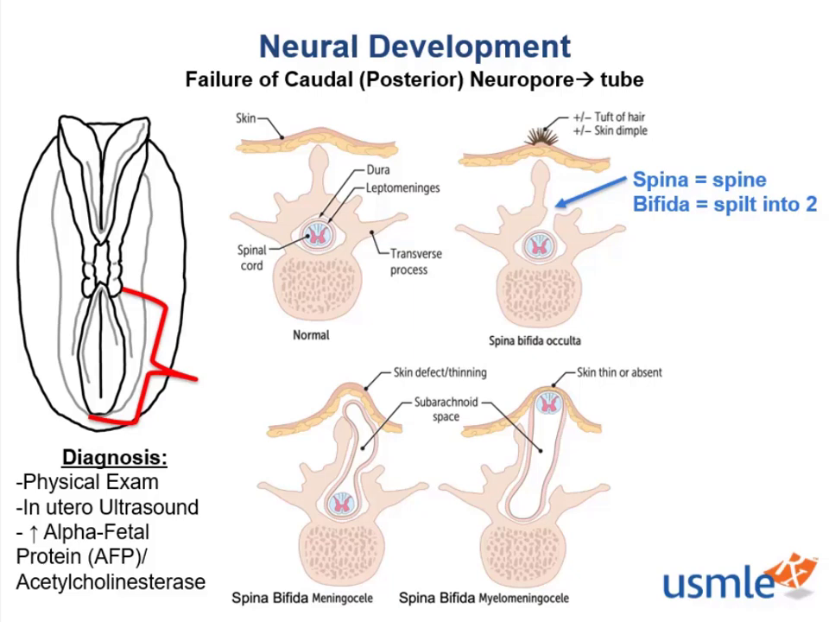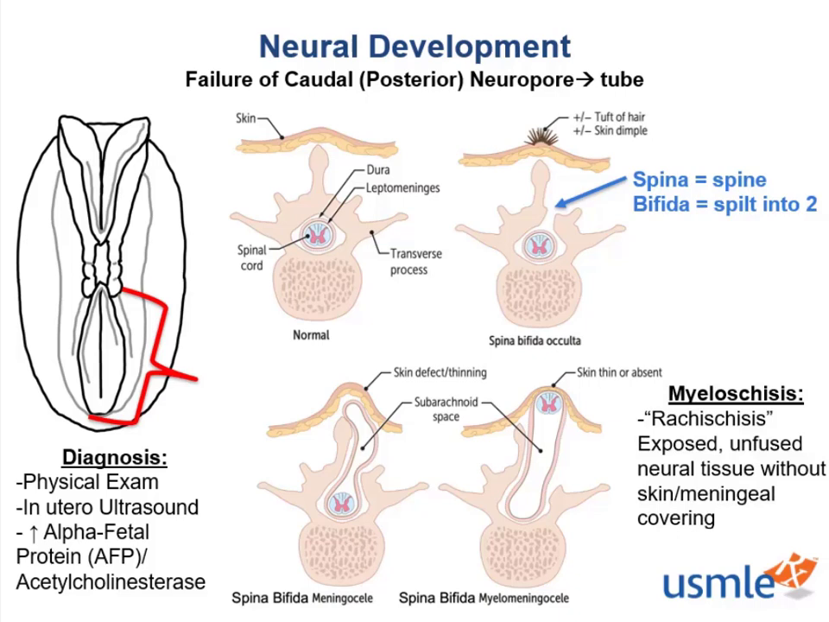Lastly, another condition is called myeloschisis or raschisis, which is the most severe of the neural tube defects. In this condition, the neural pore completely fails to fuse at all, leading to exposed, unfused neural tissue without skin or meningeal coverings. Overall, these are all forms of posterior or caudal neural tube defects.